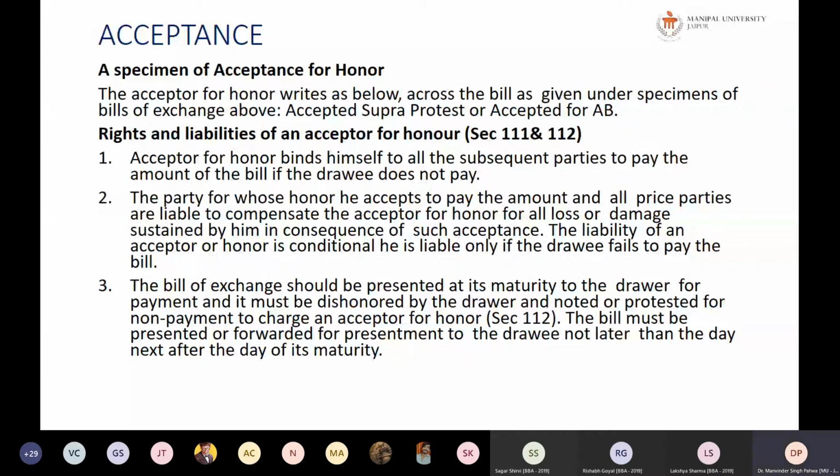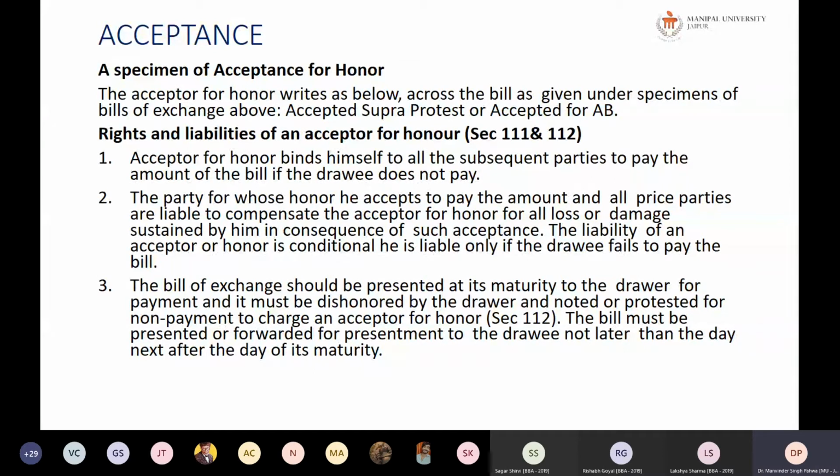But at the same time, he must be able to pay it off. Otherwise, there is no use. Again, it will get bounced. So the party for whose honor he accepts to pay the amount, and all the parties, are liable to compensate the acceptor for honor for all the loss and damage sustained by him in consequence of such acceptance.